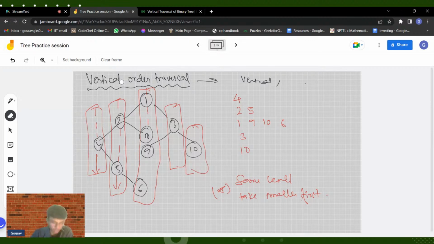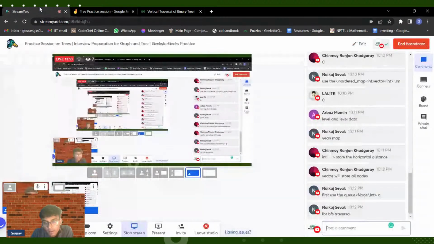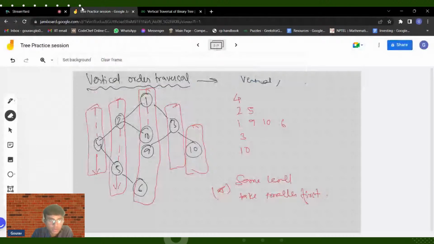Okay, so Naika is saying that first use queue node int. Yes, we will use a queue because we have to do a level order traversal. I'm coming to that, but I wanted to make you understand the concept first, and then we will proceed to the implementation part.